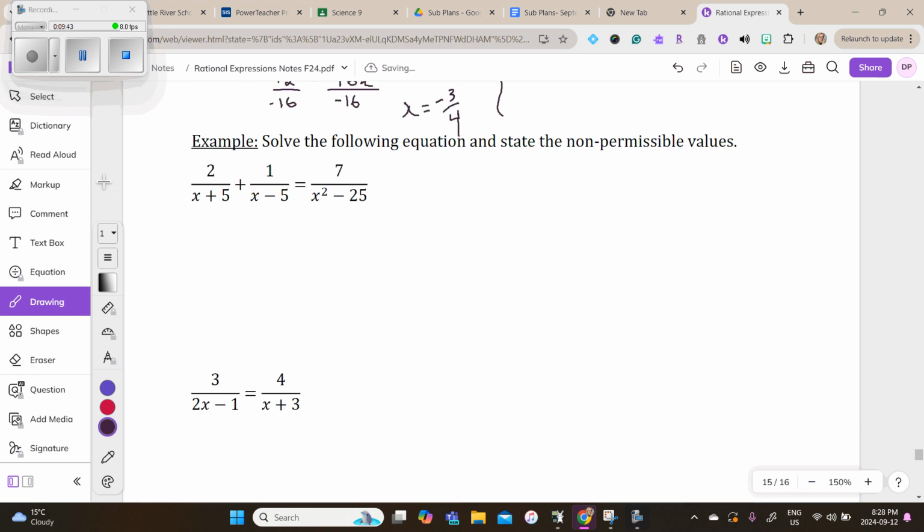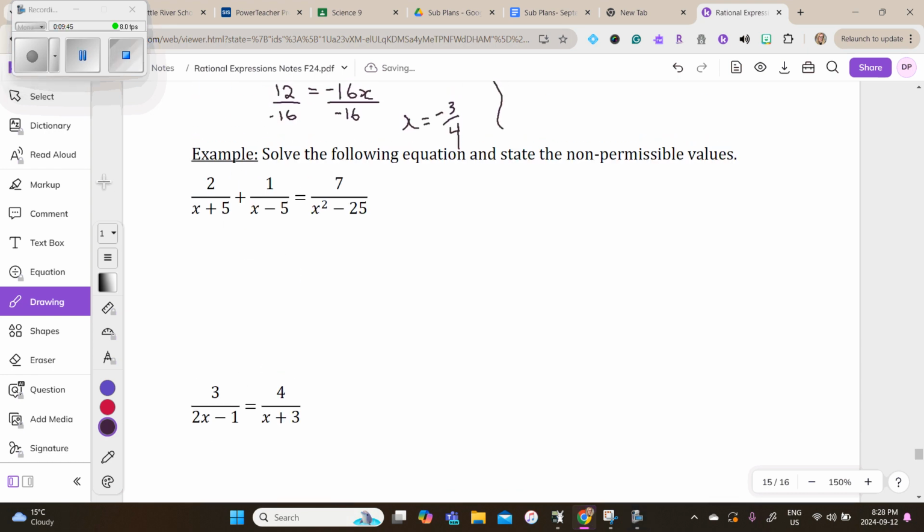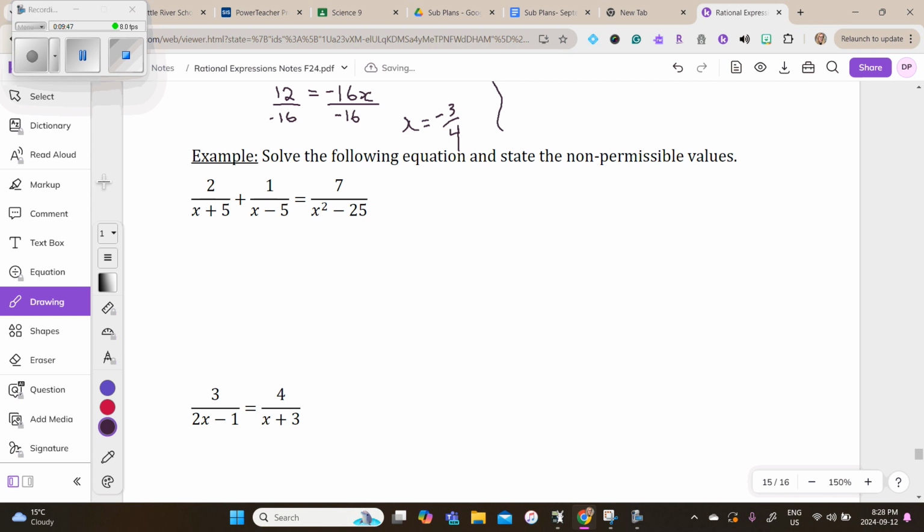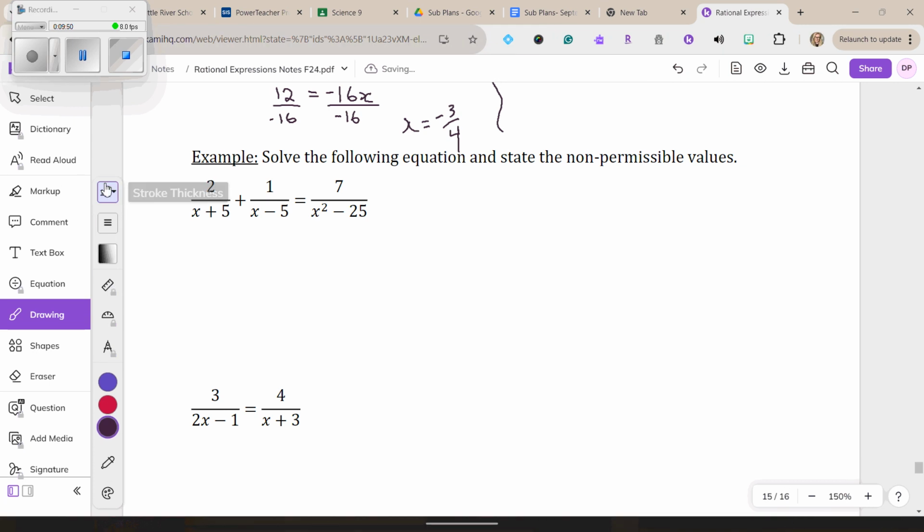Okay, the next example says solve the following equation and state the non-permissible values again. You can see here that we have x plus 5 and x minus 5 on the bottom. And we also have an x squared minus 25. So here's where we have to bring that first step of factoring into play. So we have 2 over top of x plus 5, just recording as above. I'm going to leave a little bit of extra space because I know I'm going to have to do some multiplying.